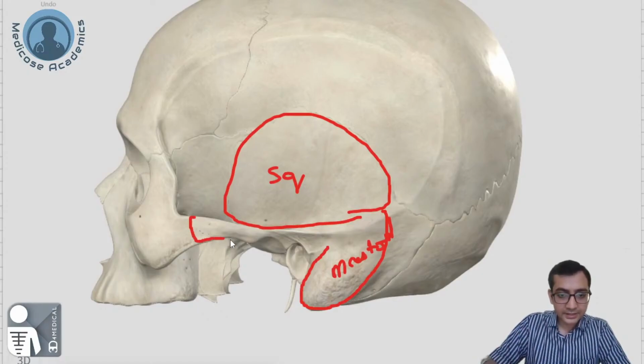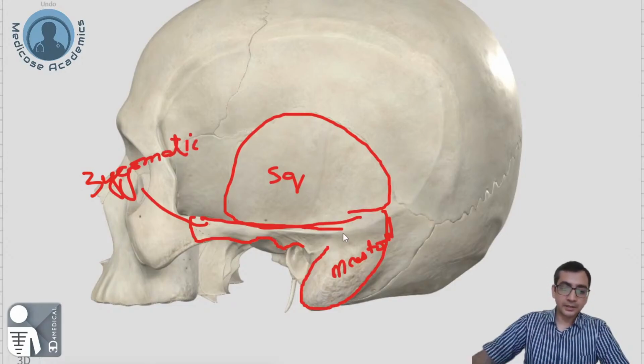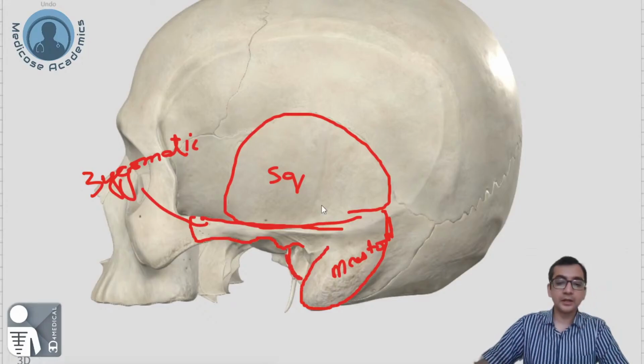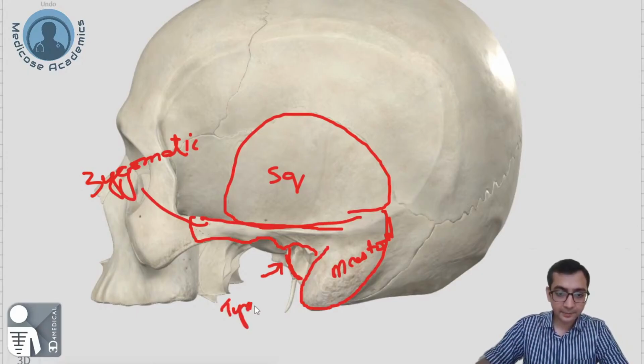This part that is making the zygomatic arch will be the zygomatic part. This part, the plate that is making part of the opening of the external auditory meatus, is the tympanic part.